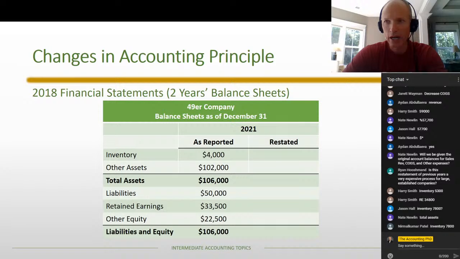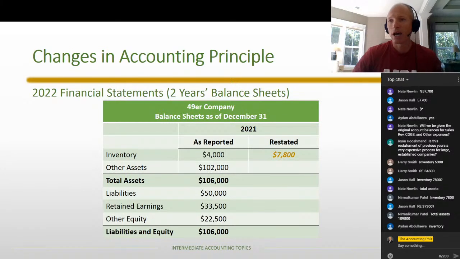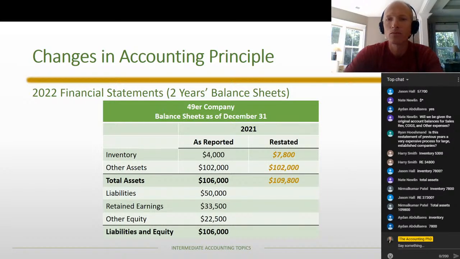I see two right answers on the inventory, so we'll go ahead and post that one. So yeah, the inventory, $7,800, which then of course is going to change our total assets to $109,800. Again, the cumulative effect of $3,800. Yep, Aiden, good job. 7,800, good job.